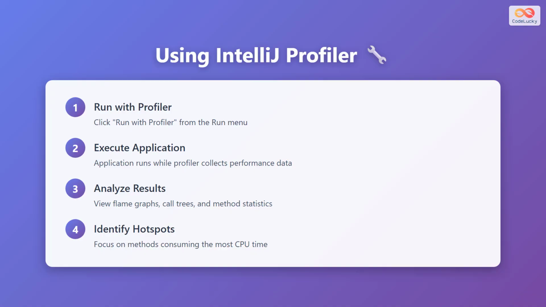Using the IntelliJ Profiler is straightforward and follows a simple 4-step process. First, click Run with Profiler from the Run menu in IntelliJ IDEA. Second, your application runs normally while the profiler collects performance data in the background. Third, once execution completes, you can view flame graphs, call trees, and method statistics that show you detailed performance information. Fourth, analyze this data to identify hotspots by focusing on methods consuming the most CPU time. These are the areas where optimization will have the biggest impact on your application's performance.